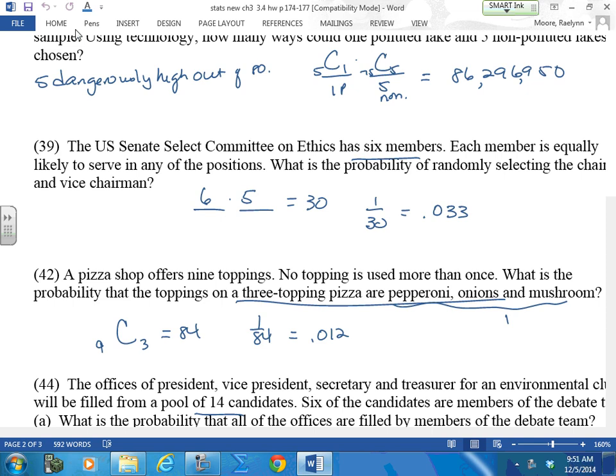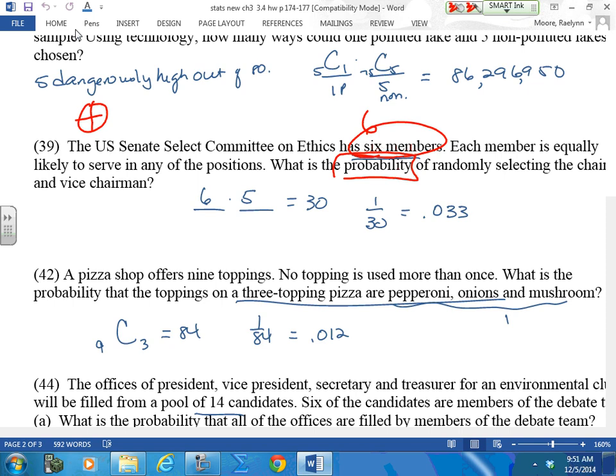Now, number 39. The U.S. Senate Select Committee on Ethics, we started with this one, right? Has 6 members. Circle, underline, something with the 6 members. Each member is equally likely to serve in any of the positions. All that means is, here's a spinner. Each section is equally likely to be picked when I spin the spinner. So far, that's cool. What is the probability of randomly selecting a chairman and a vice chairman?